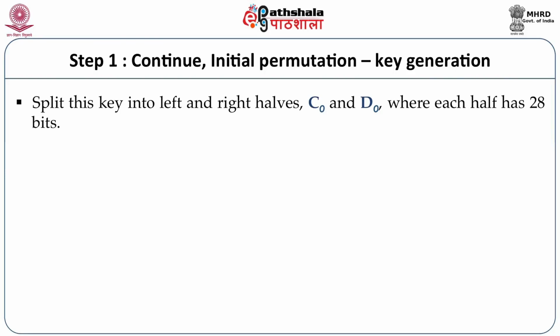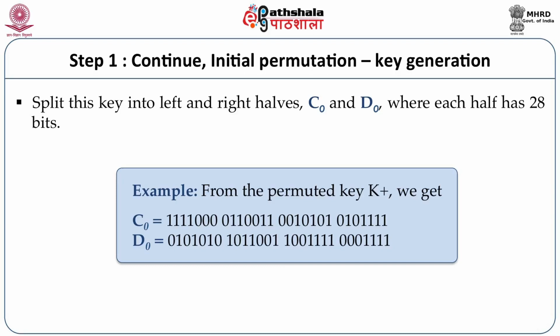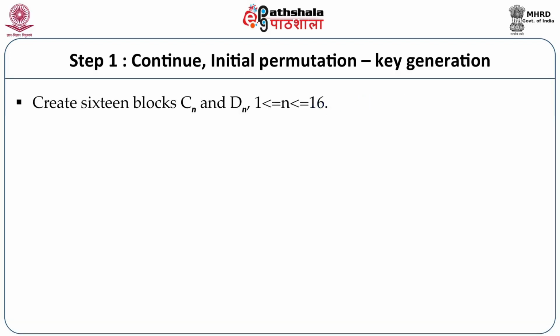Split the key into left and right halves, C0 and D0. Each half would consist of 28 bits. Perform the permuted choice, and we will get C0 and D0. We have to generate 16 subkeys, so we have to generate 16 blocks. We will denote them by C0, D0, C1, D1, C2, D2, and so on. We will call them in general Cn and Dn. No wonder, now you know n is between 1 and 16.